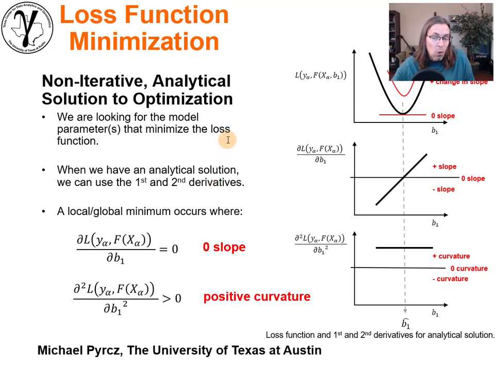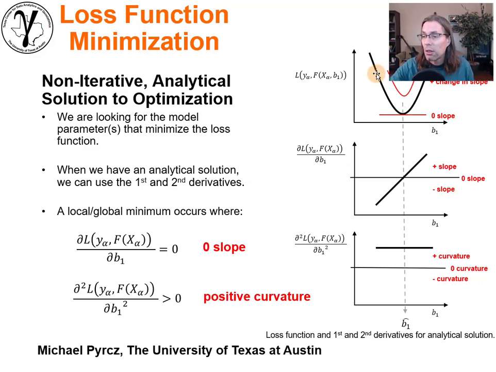Criteria we're looking for: locations where the first derivative is equal to 0. A first derivative equal to 0 indicates that you have a 0 slope. In other words, we have a transition from going negative to positive slope, or positive slope to negative slope. That indicates that we may have a minimum or a maximum, and we don't know. It might be global or local.